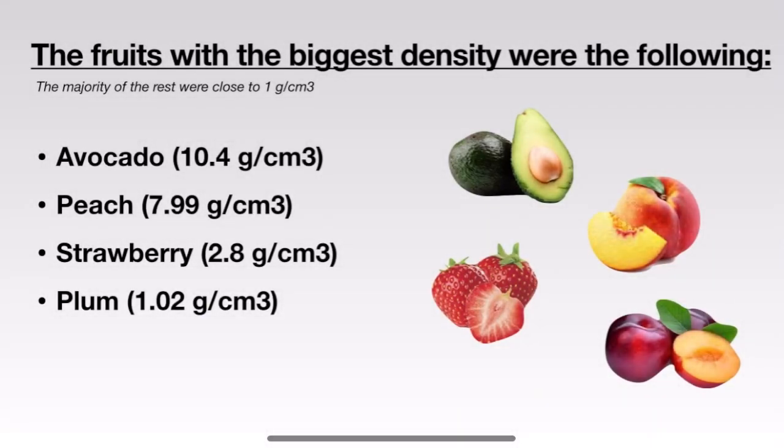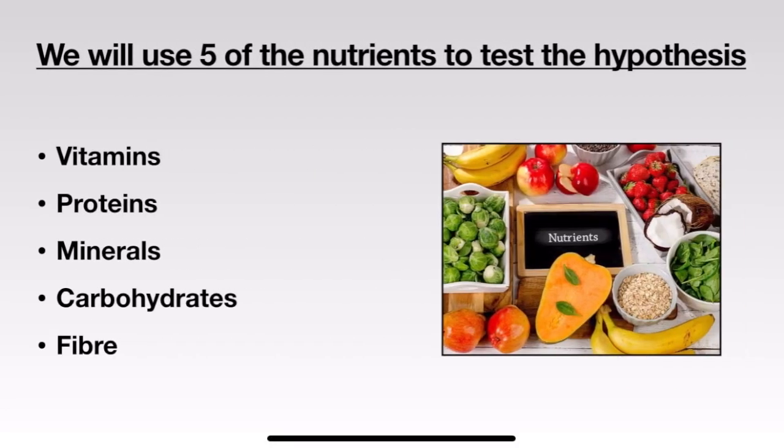The fruits with the biggest density were the following: avocado with a density of 10.4 grams per cubic centimeter, peach with 7.99, strawberry with 2.8, and plum with 1.02, and the majority of the rest were close to 1 gram per cubic centimeter. We will use 5 of the nutrients to test the hypothesis: vitamins, proteins, minerals, carbohydrates, and fiber.